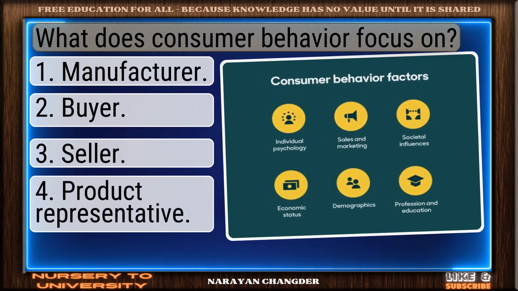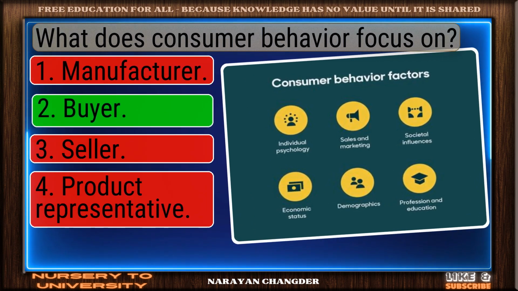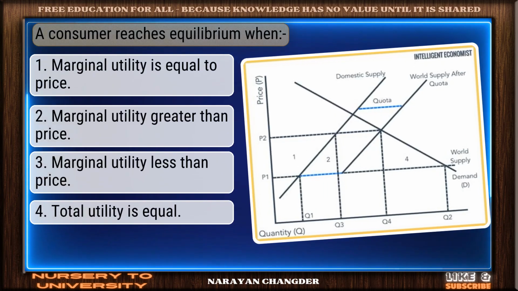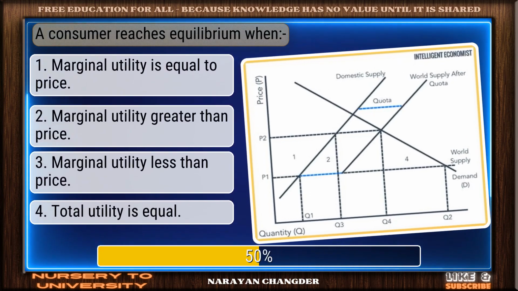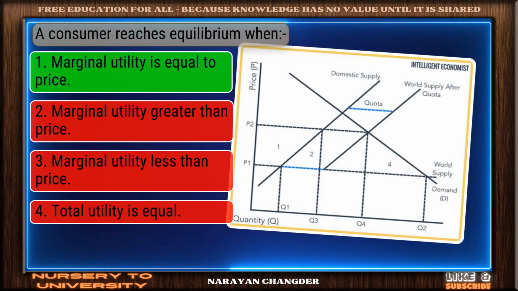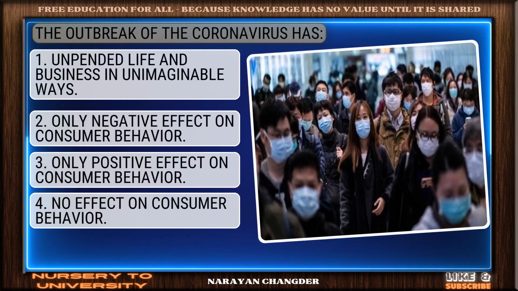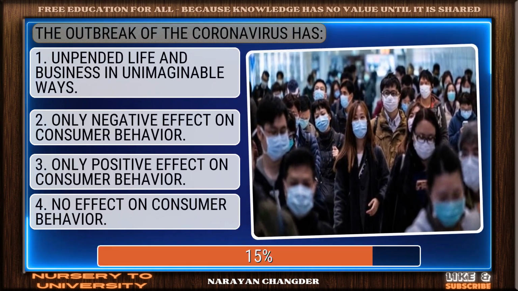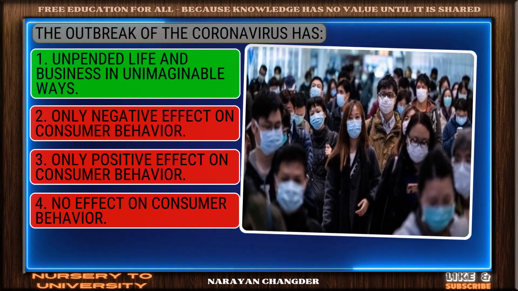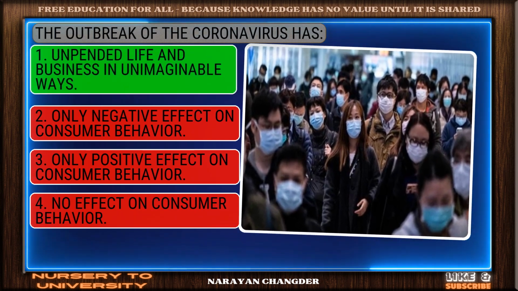What does consumer behavior focus on? Smart pick. Buyer is the correct choice. A consumer reaches equilibrium when? Clear logic. Your choice marginal utility is equal to price is sound and 100% true. The outbreak of the coronavirus has? Sharp thinking. Upended life and business in unimaginable ways is the right choice.